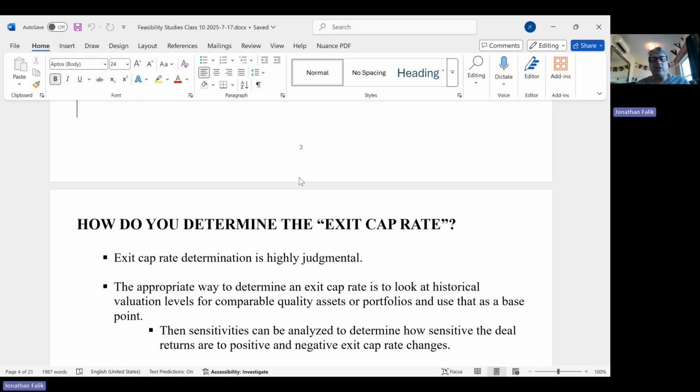So the appropriate way is to look historically and see what similar quality assets and similar type markets have traded for, right? And you can find this information. Some of it is publicly available. I find it oftentimes using CoStar or estimating.